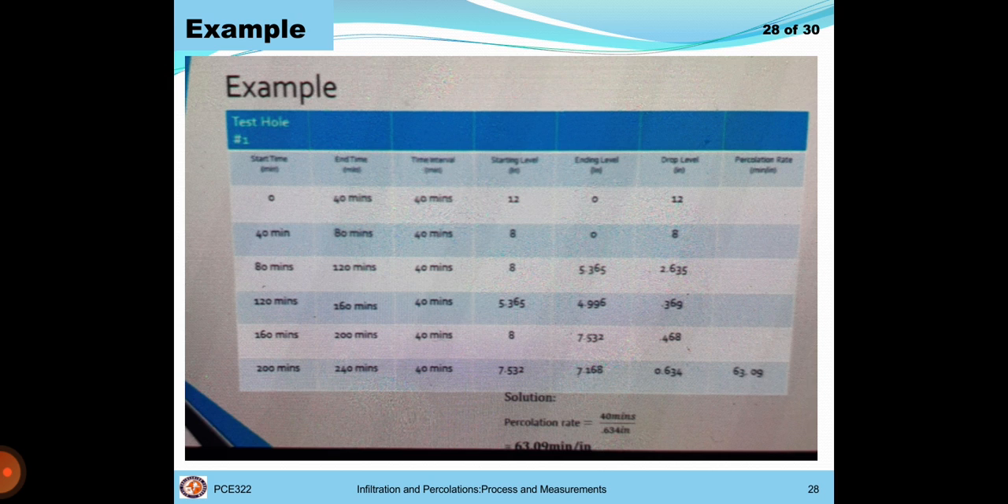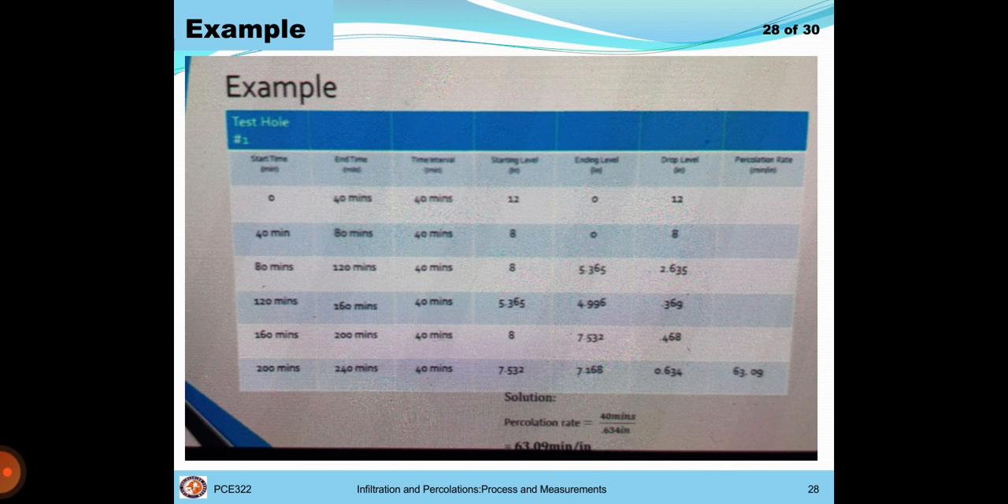Next, the starting time is 40 minutes, then the end time is 80 minutes. Then, the time interval is 40 minutes. Then, the starting level is 8 inches. Then, the ending level is 0. Then, the drop level is 8. Then, from 80 minutes to 120, the time interval is 40. So, the drop level is 8.